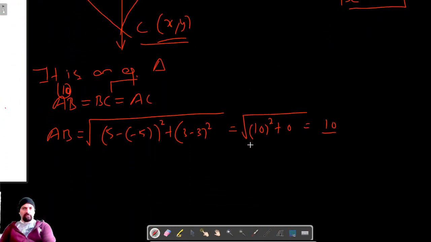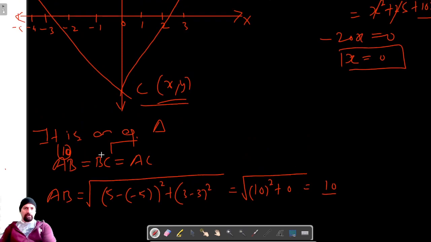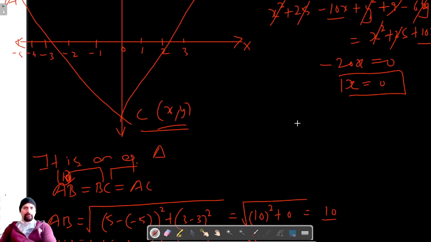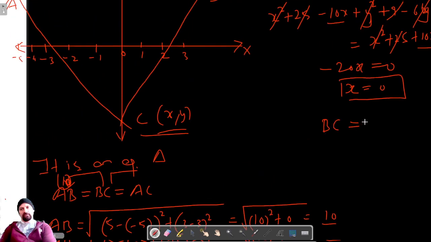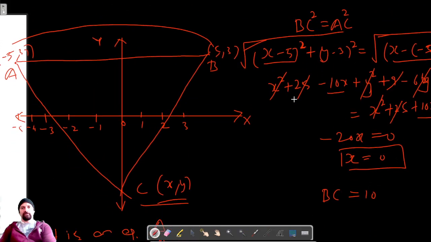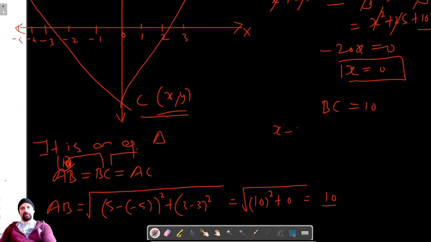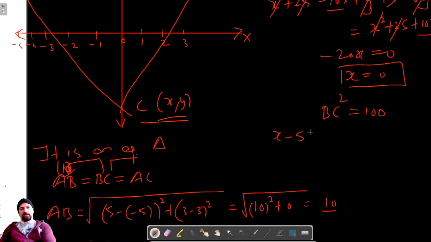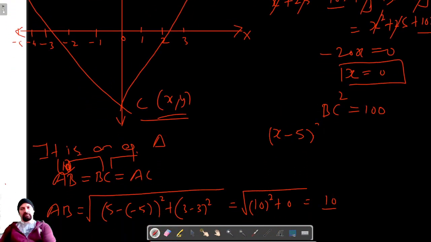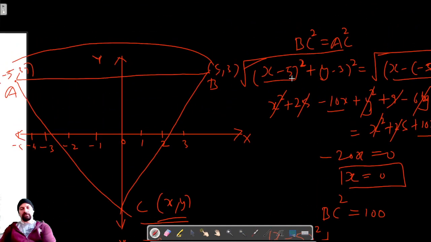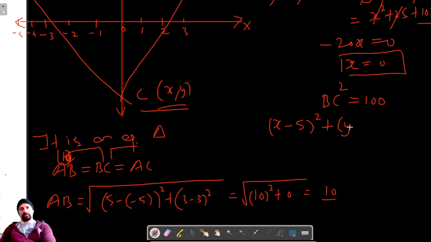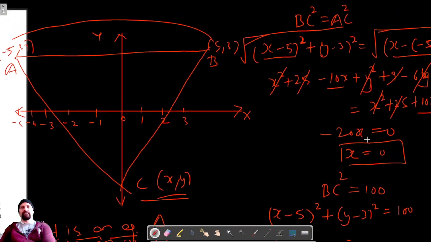Now let's find y, and for that let's equate BC to 10. So let's say BC is equal to 10. So BC square is equal to 10 square, which means BC square should be equal to 100. And it's x minus 5 the whole square plus y minus 3 the whole square is equal to 100.